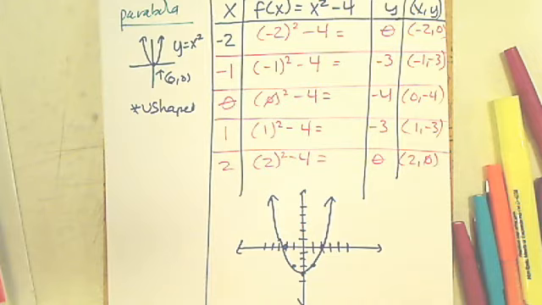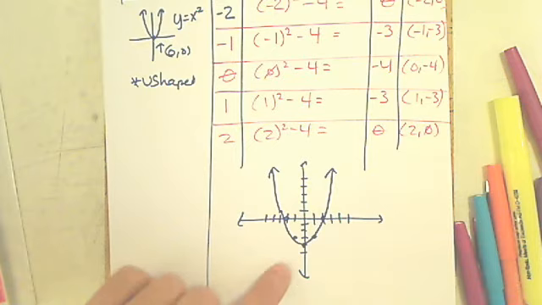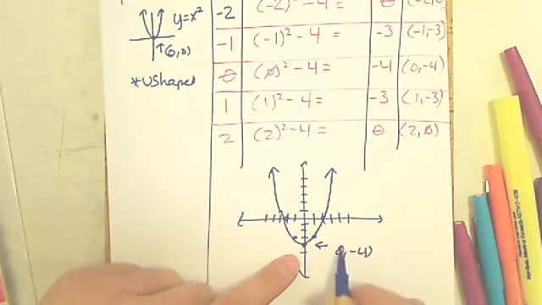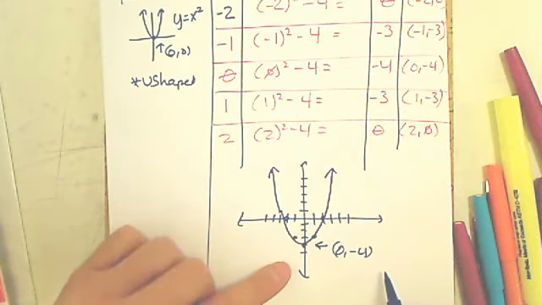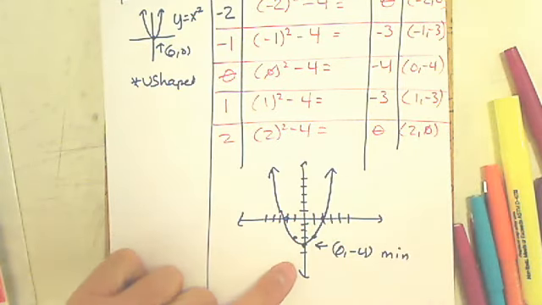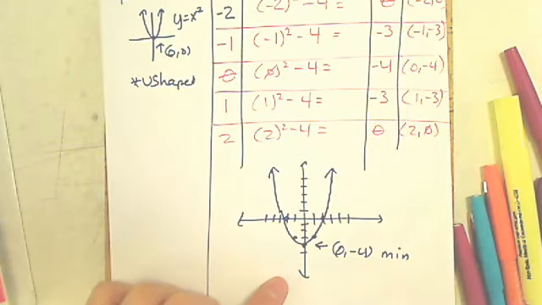Now, let's label the points that we know. What's this point right here called? The bottommost point. Okay, later on it's going to be called the minimum. What are these points right here called?